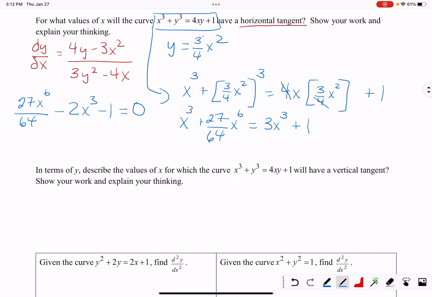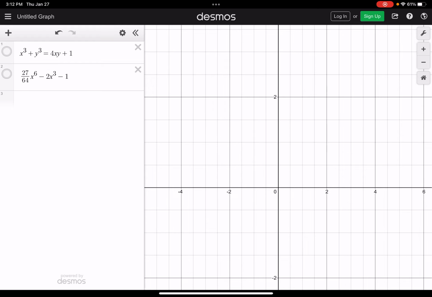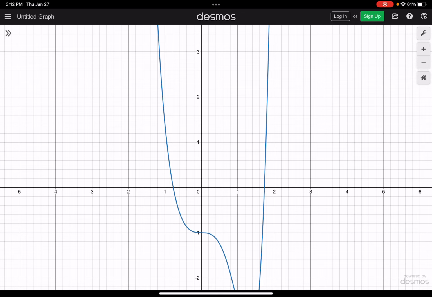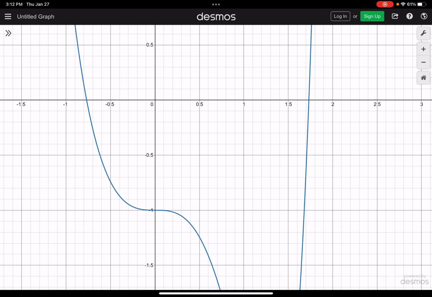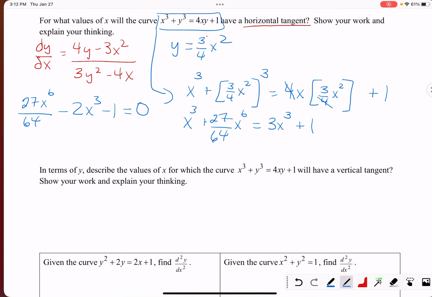Okay. So at this stage, you'd put this in the calculator. This is kind of where we left off. Some people got it, some people didn't. But let's use Desmos. So let's plug this in. This is the graph of what we just wrote down.